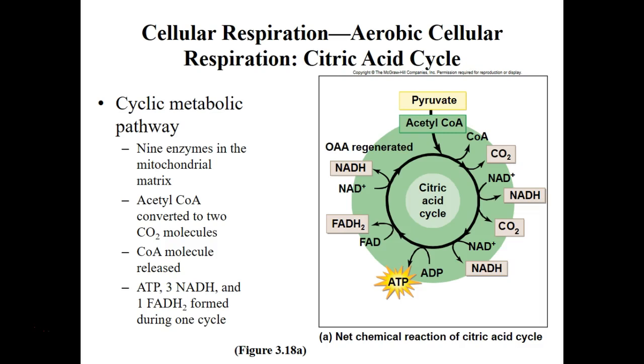Oxaloacetate and the acetyl group connect, forming citric acid, which is where we get the name. We have this citric acid molecule that then is completely oxidized back to the oxaloacetate. All the carbons that were added from the acetyl group are completely removed. So the only molecule we have left at the end is that oxaloacetate, but we have a lot of these coenzymes. We have some waste product called carbon dioxide, and we produce ATP.